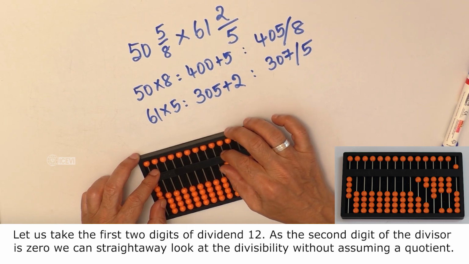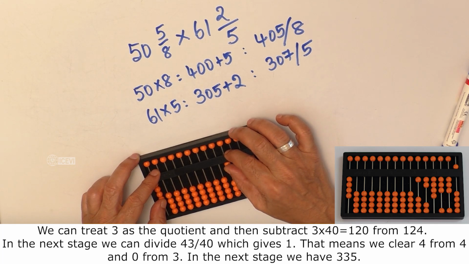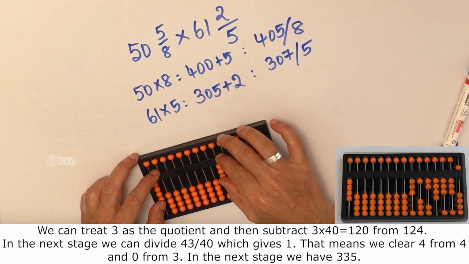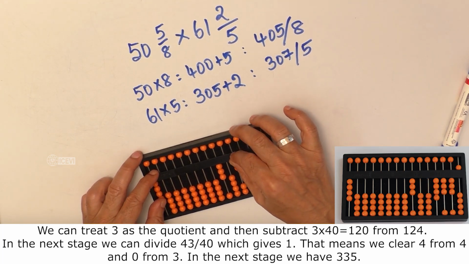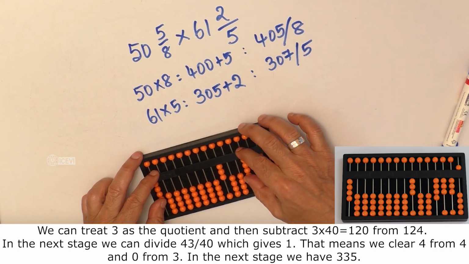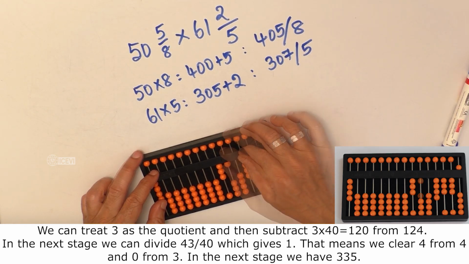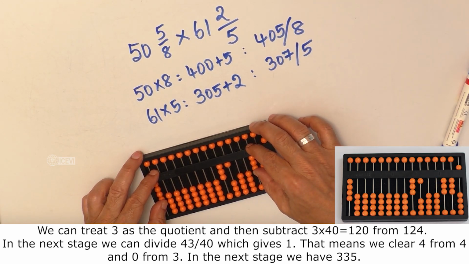Let us take the first 2 digits of the dividend 12. As the second digit of the divisor is 0, we can straight away look at the divisibility without assuming a quotient. We can treat 3 as the quotient and subtract 3 multiplied by 40, which is 120. That can be subtracted from the 124. In the next stage, we can divide 43 by 40, which gives 1. That means we clear 4 from 4 and 0 from 3.